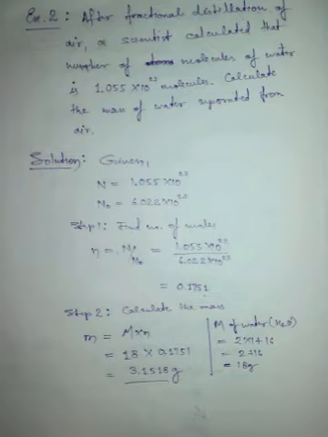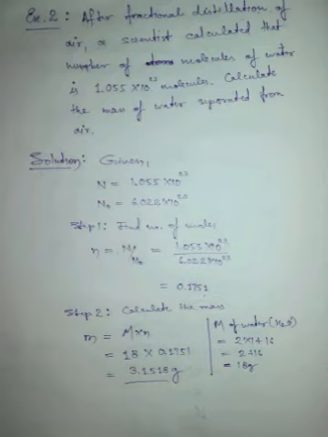Now we will see question number 2. After fractional distillation of air, a scientist calculated that the number of molecules of water is 1.055 into 10 raised to the power 23 molecules. You know that air contains water in the form of water vapor. In the fractional distillation, we liquefy all these things. Now calculate the mass of water separated from the air.